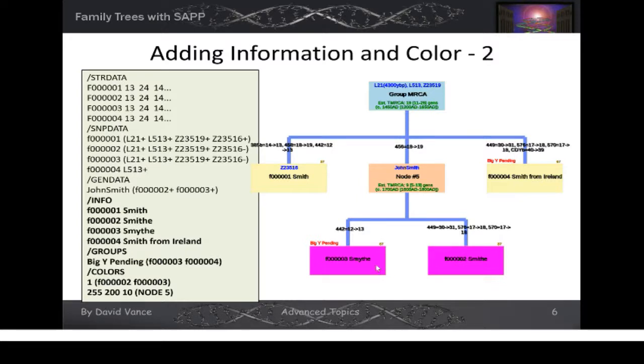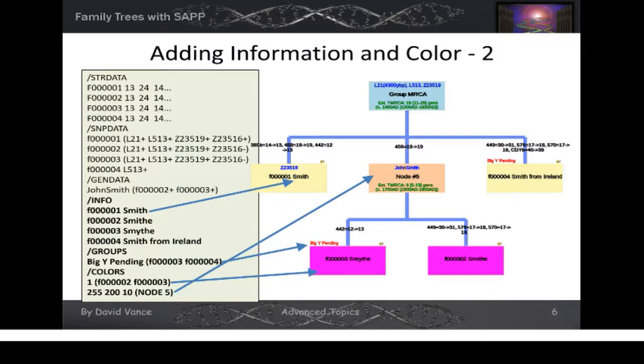So, to recap, /info gives you the information within the boxes. /groups gives you the information above the boxes in red text. And /colors gives you both the single colors. If you want to choose the group numbers from 1 to 10, you get a predefined color scheme, or you can put your own colors in and decide for any node or kit for that matter, what colors you want them to be. So this gives you a lot of creative control over the output that SAPP gives you.